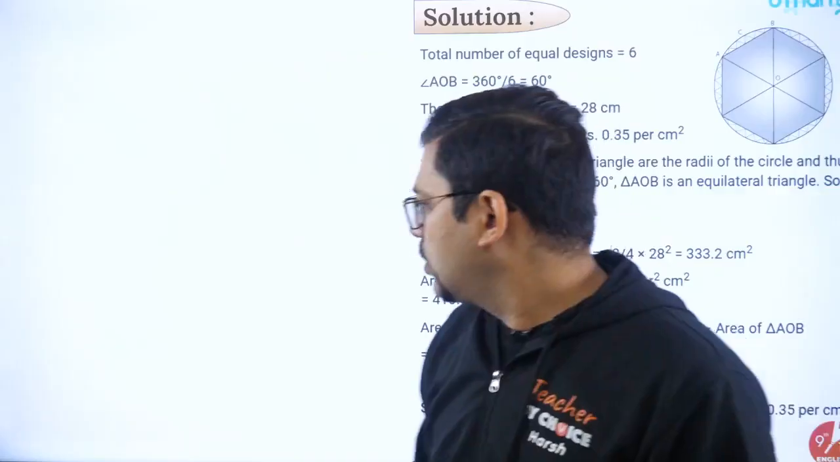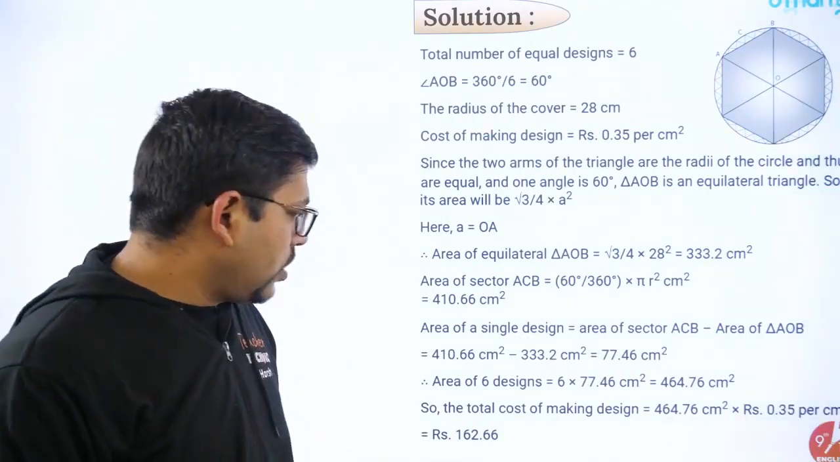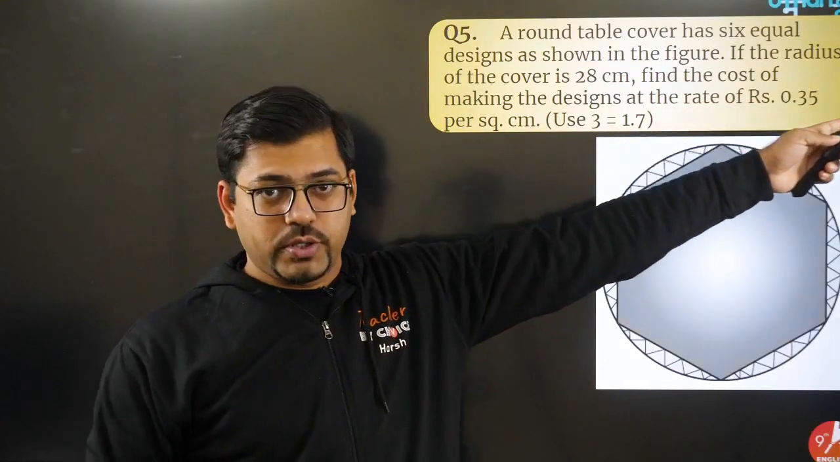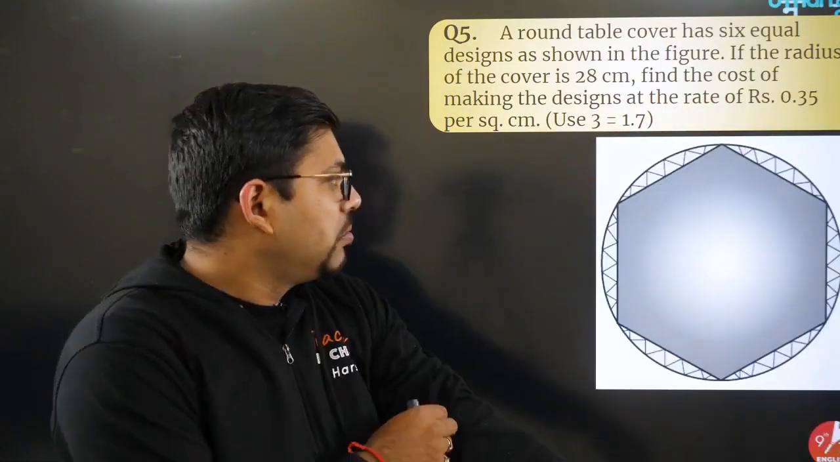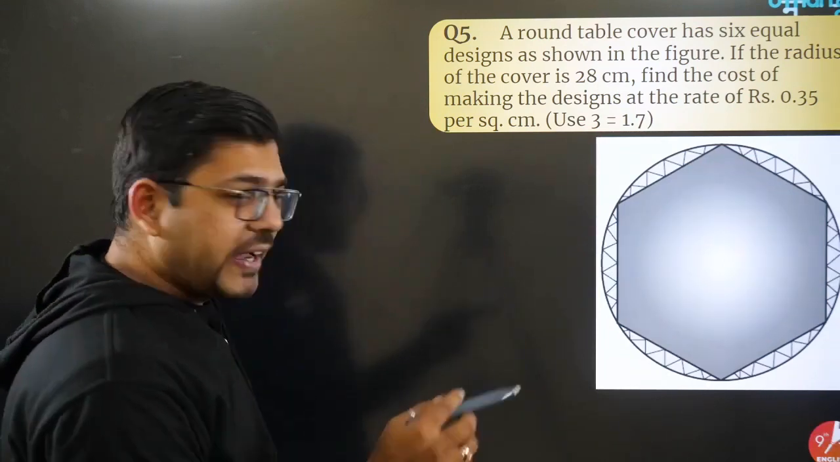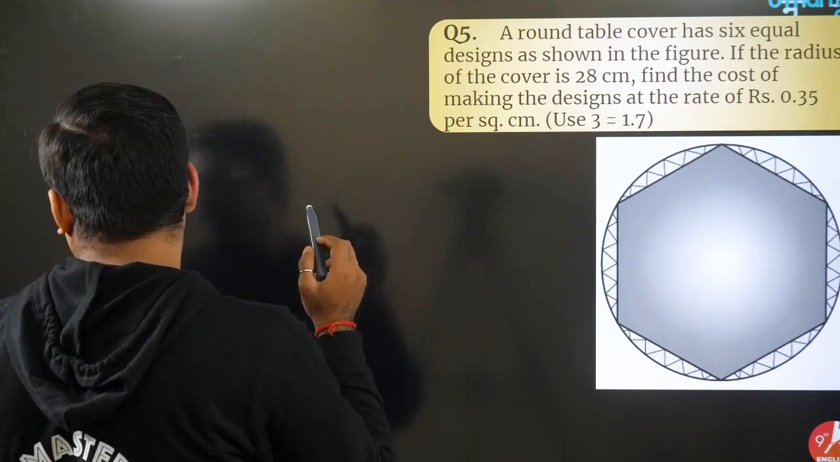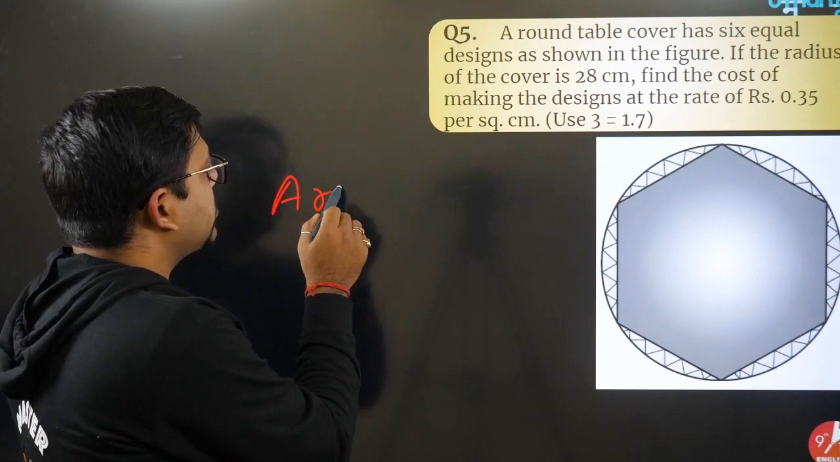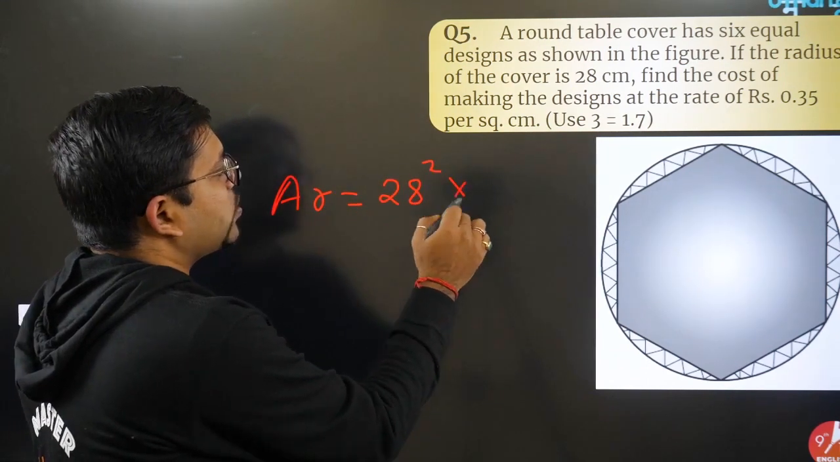Let me just show you the solution. Oh, wait a second. I forgot that we had to find the cost, 0.35 multiplied. I completely forgot it, man. So we can still do that. So the final value which we were having, the area, if you do remember that. So the area which we were having was 28 square into 0.6.